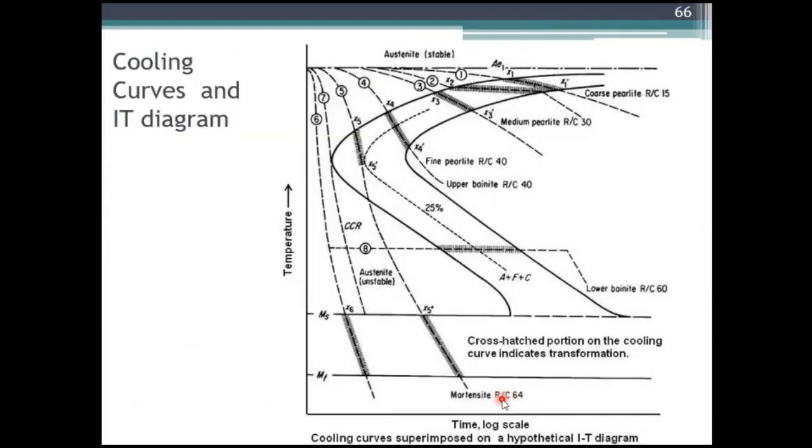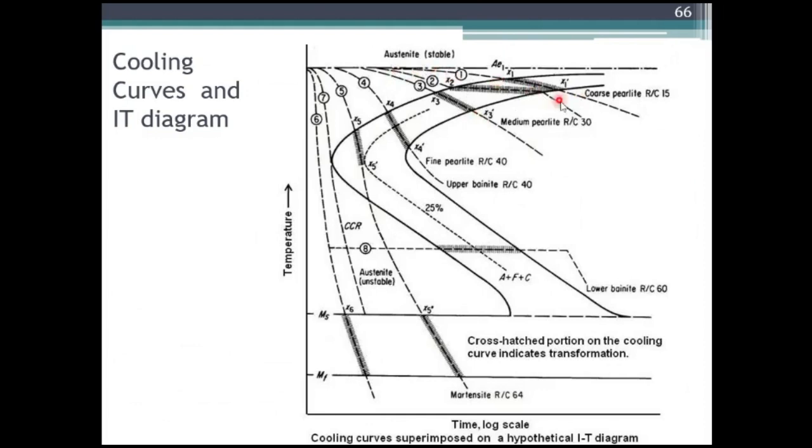So this is a cooling curve and IT diagram. That is, after heating to a particular temperature, if you cool it from that same temperature, what happens? The rate at which it is cooled will yield the formation of different types of structure.